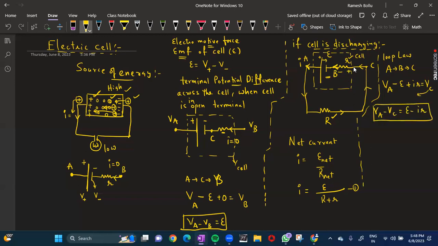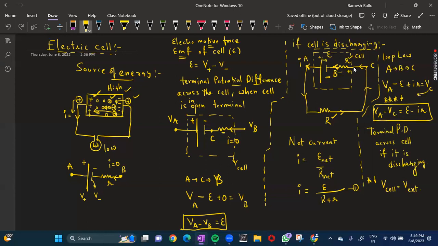Very, very important standard formula. Everyone should remember it at your fingertips. This is called the terminal potential difference. Terminal PD, the potential difference across the cell, if it is discharging. And one more very, very important note: the voltage drop across the cell equals the voltage drop across the external resistance.